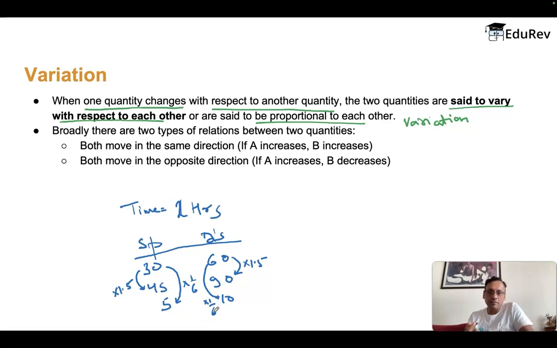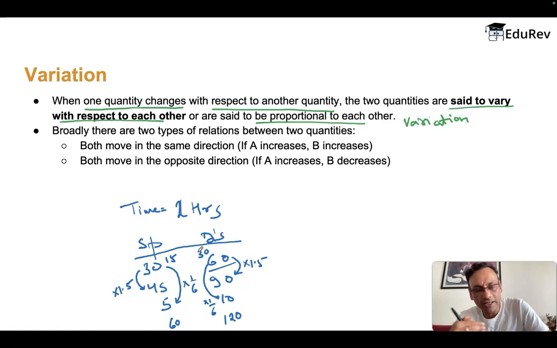When speed is multiplied by 1.5, distance also gets multiplied by 1.5. When speed is multiplied by 1/6, that means basically divided by 6, distance also gets divided by 6. If you multiply the speed by 2, let's say instead of 30 you go at a speed of 60, distance also gets multiplied by 2, and instead of 60 you will cover a distance of 120. Right? If you make speed half and you go at a speed of 15, your distance will also become half and you'll cover a distance of 30.